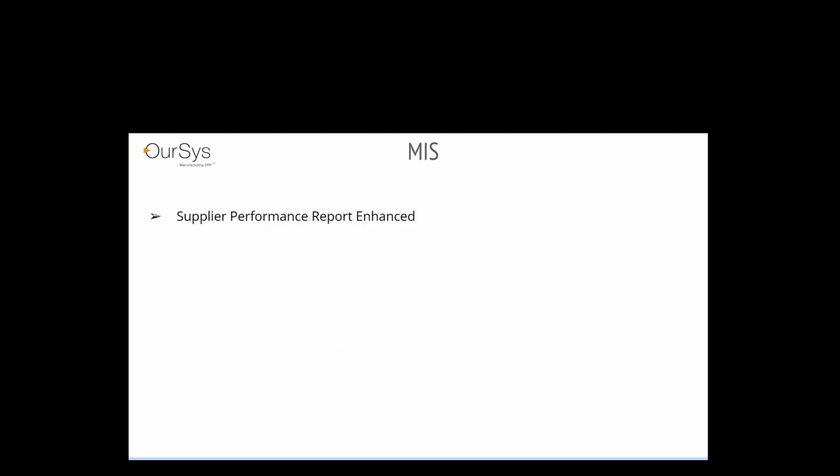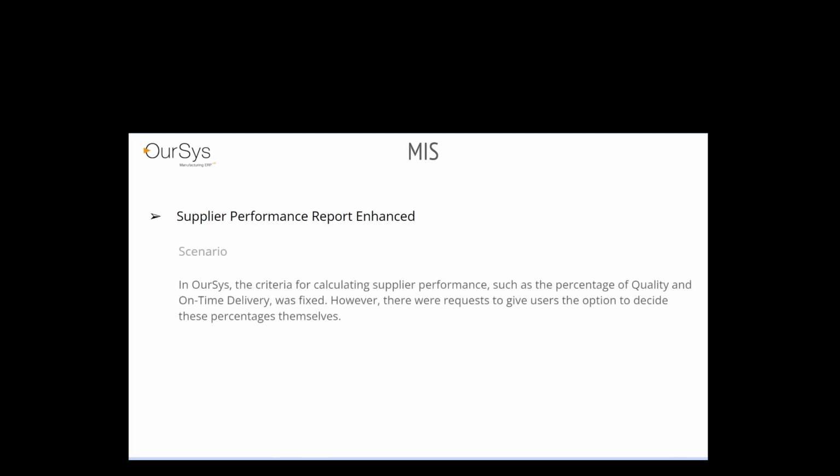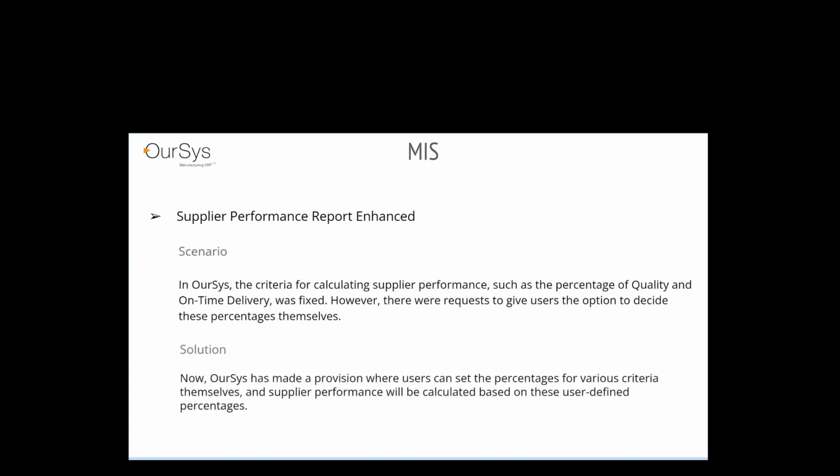Okay, under the MIS, supplier purchase report enhanced. So, in overseas, for calculating the supplier performance, the criteria for percentage of quality and on-time delivery were fixed. However, there were requests from users to allow them to decide the percentage by themselves. So now in this version, OurSys allows the user to decide the percentage of these criteria themselves. Then based on their criteria, the supplier performance report will get calculated under those defined percentages.